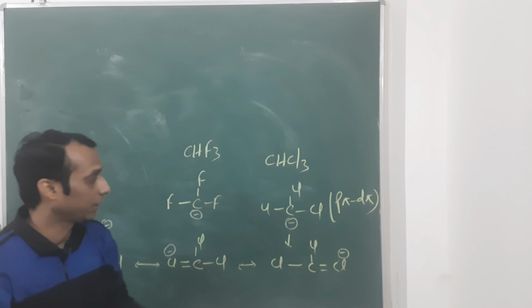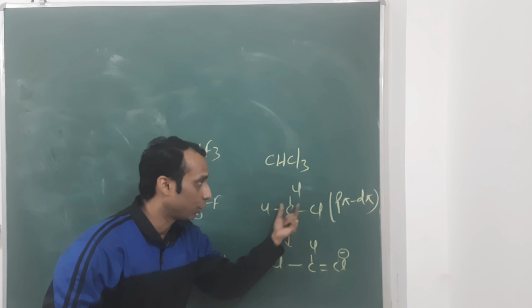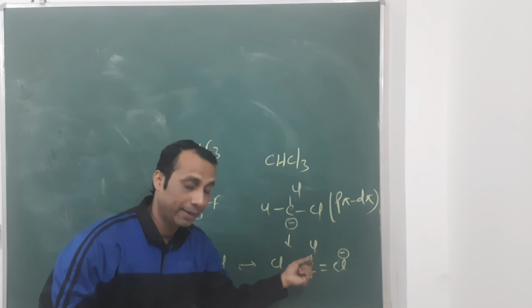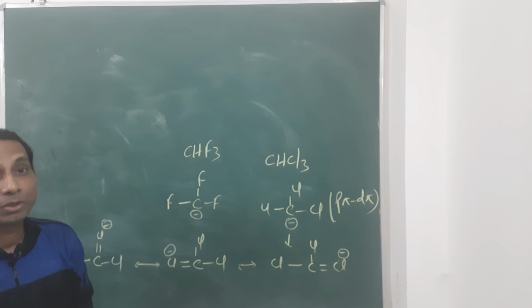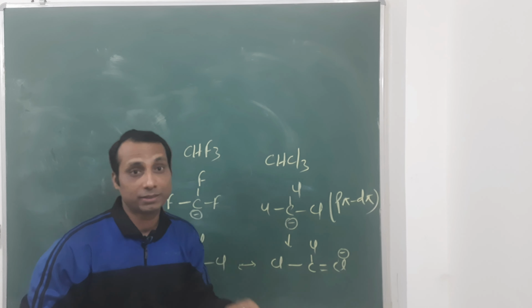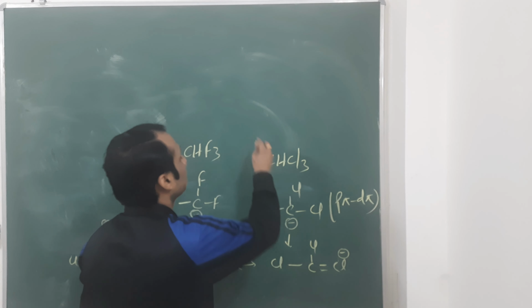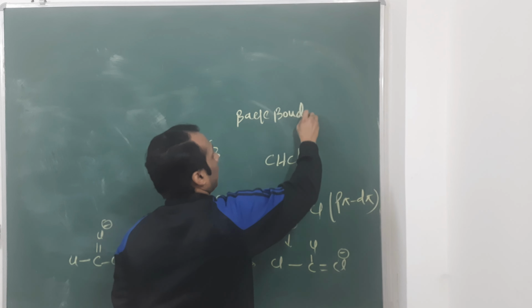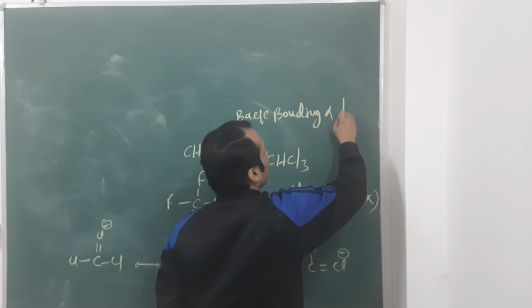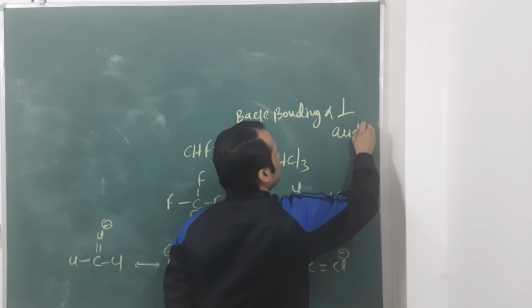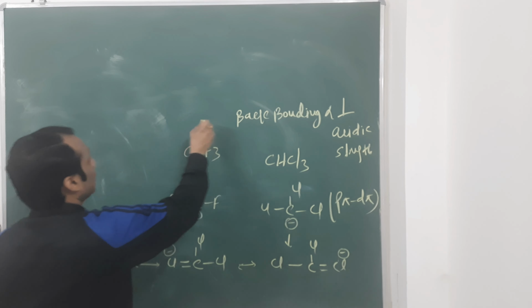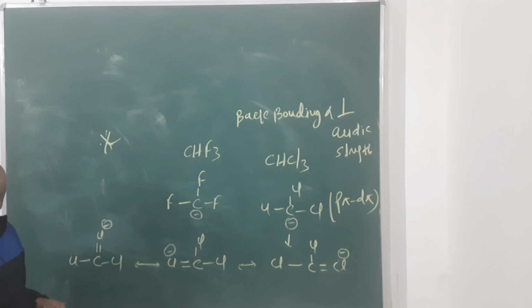Correct or not? What will happen? Here pπ-dπ back bonding will form. Through the back bonding, the negative charge will be stabilized and hence it is more acidic than CHF3. So electronegativity is not important here, it is the back bonding. I write here, back bonding is inversely proportional to acidic strength. Correct? But write the condition here: but, star.